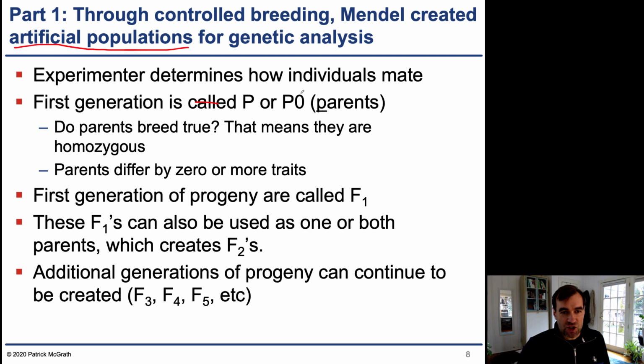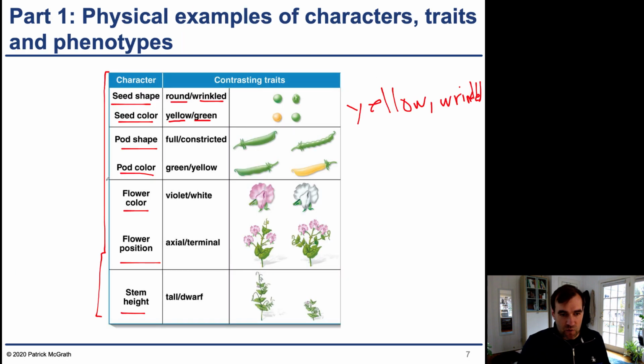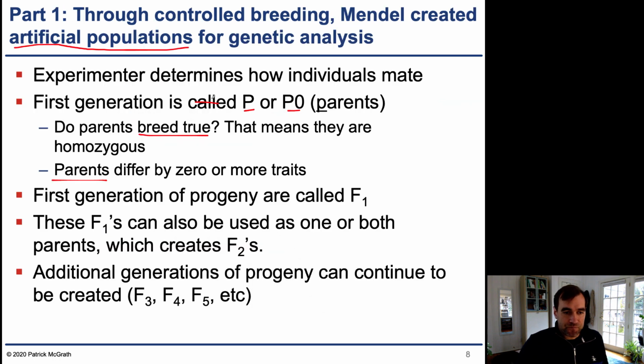The first generation of this artificial population is often called the P or the P0, and these are the parental individuals that start the cross. Very often, you need to know whether or not these individuals breed true. So if they breed true, then that means that they're homozygous. Parents can differ by 0 or more traits. And so typically, you might start with an individual with a phenotype that is round and green and cross it to an individual that is yellow and wrinkled.